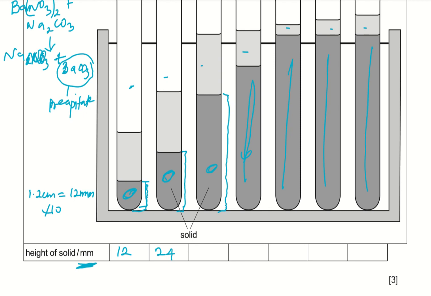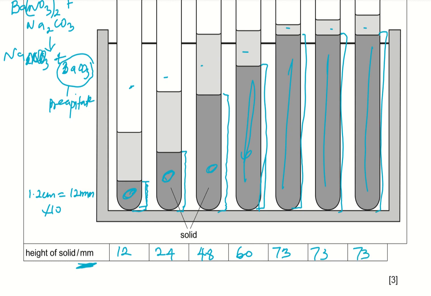I got 4.8. That is 48 millimeter. The next one measured with my ruler, okay, I got 60 millimeter. Then the next one measured with my ruler, I got 73 millimeter. The next one, I got 73 millimeter. Then the last one measured with my ruler, okay, got 73 millimeter.